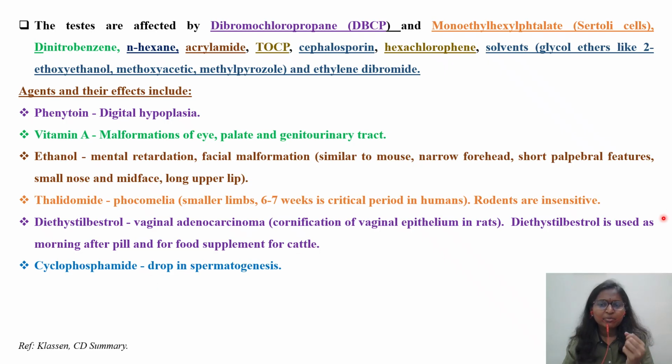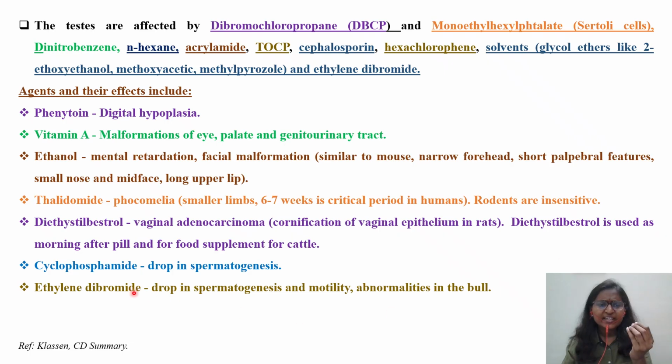Cyclophosphamide causes a drop in spermatogenesis. This particular drug is used to develop a male fertility model in animals. Ethylene dibromide causes a drop in spermatogenesis, decreased sperm motility, and abnormalities in the bull. So again, two examples; see how these chemicals are misused in the case of cattle as well as veterinary animals and bulls.